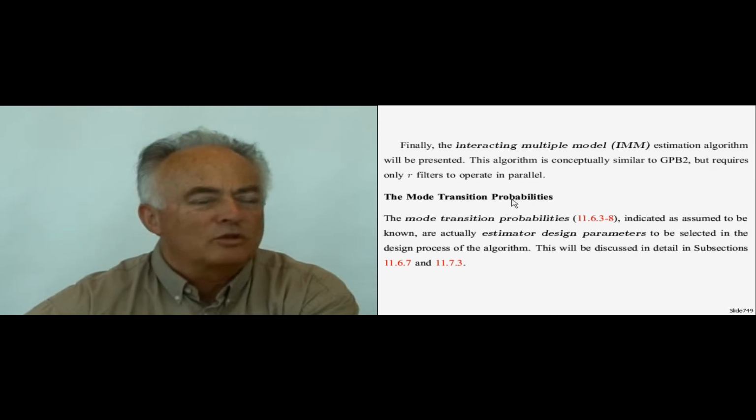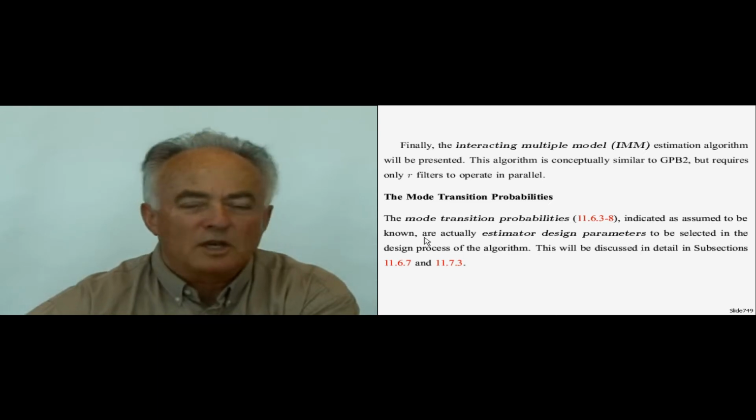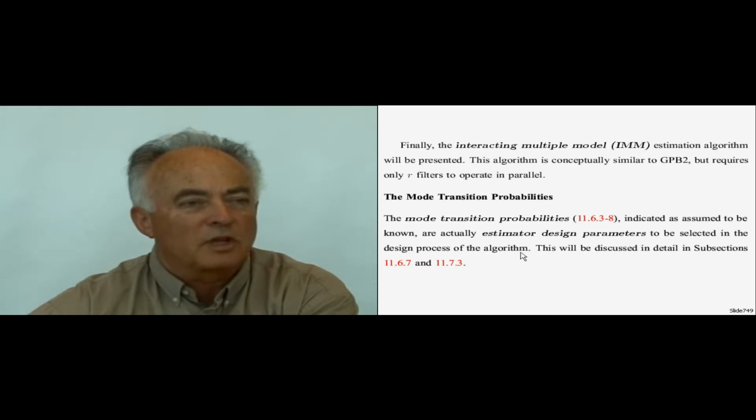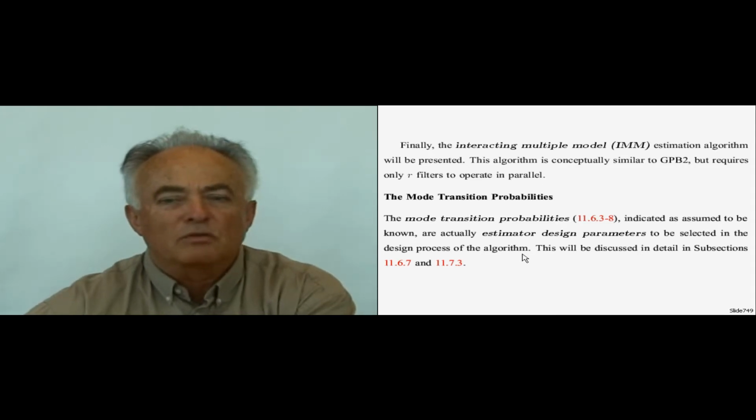Now, it was mentioned up to now that the mode transition probabilities are assumed known. Really, they are not known. Nobody will give them to you. The filter designer has to select them. So these are really estimator design parameters that have to be selected in the design process of the algorithm, similarly to, say, the selection of the process noise variances in the motion equations.